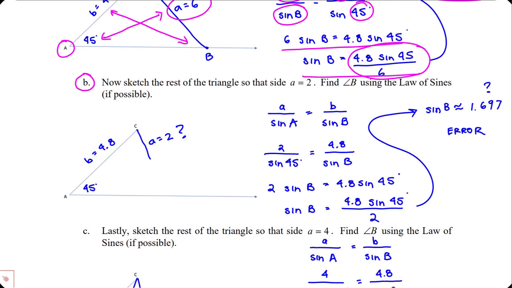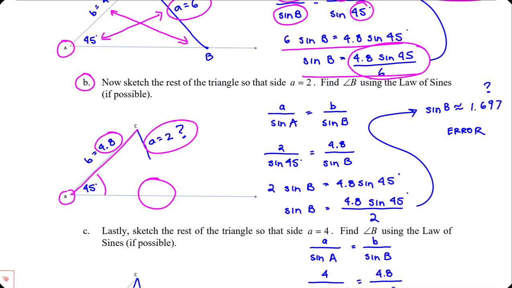Now in part B, we have something very silly. If you think about it, this is up 4.8 at a 45-degree angle, and then side A is only going to be 2. If I draw it to scale, you see the problem? This is not going to reach this line down here. And so it's an impossible situation where the numbers they gave me are ridiculous.